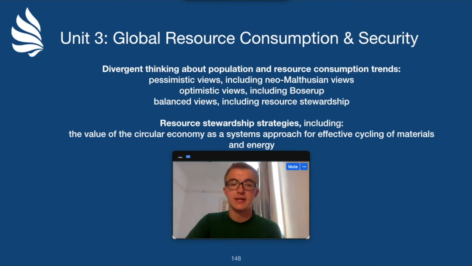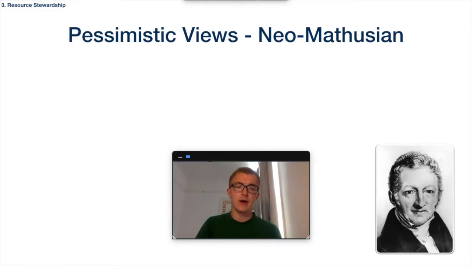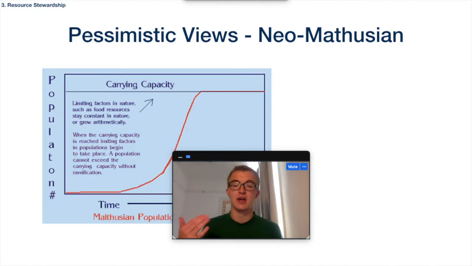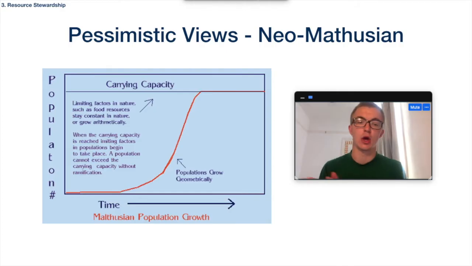We're going to look at first some pessimistic views courtesy of the Malthusians. So this was Mr. Malthus in the bottom right, and his argument was we have a certain carrying capacity on Earth. This is a diagram showing along the x-axis time, so over time what's going on, and then population is along the y-axis. And we're seeing this exponential growth. It says there populations grow geometrically.